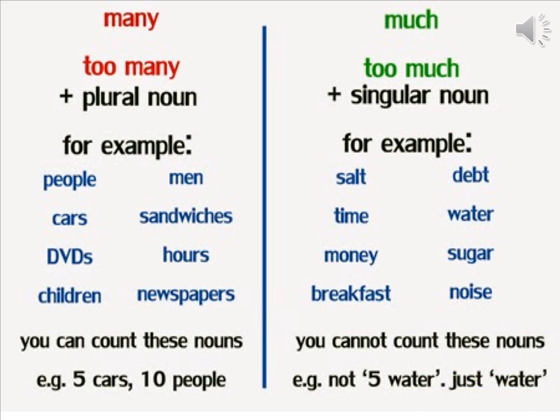We can also use too with much and many to talk about an amount or number of something, which is more or less than what we want or need. For countable nouns such as apples or people, we use many. For uncountable nouns like rice or water, we use much. For example, there are too many people on the bus. There is too much salt in this soup.